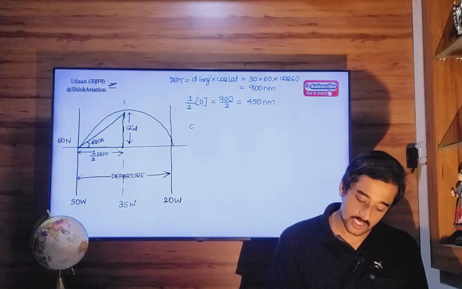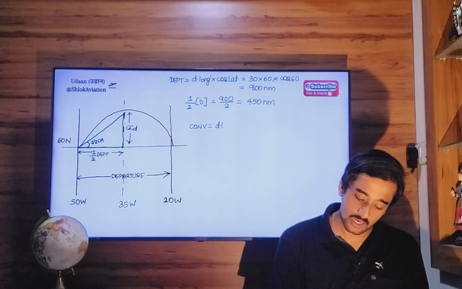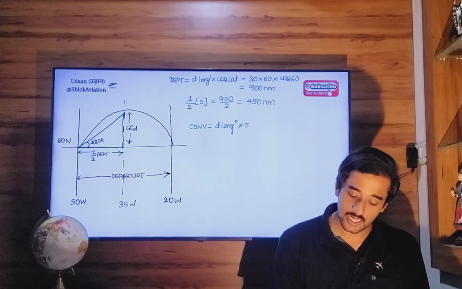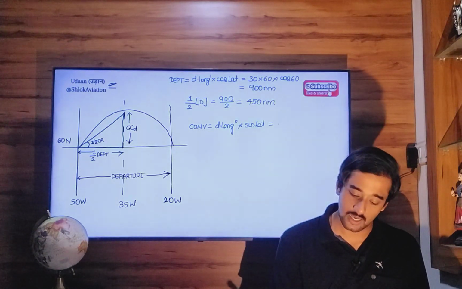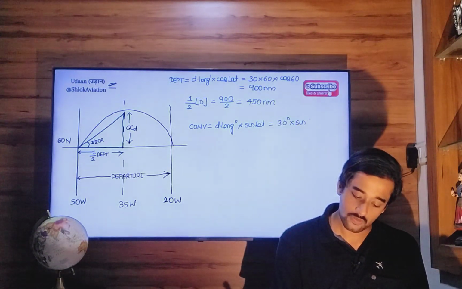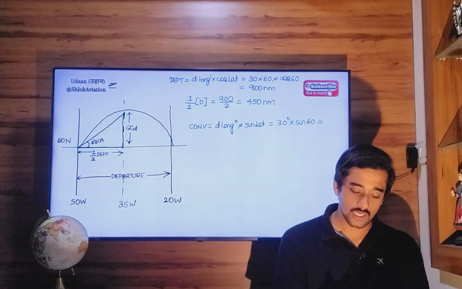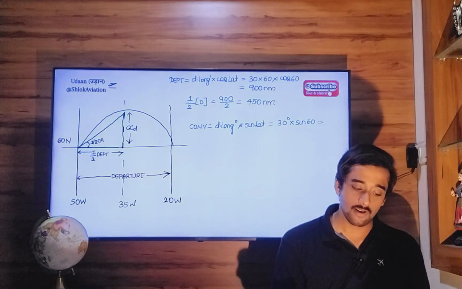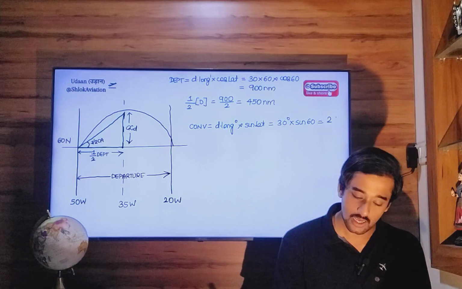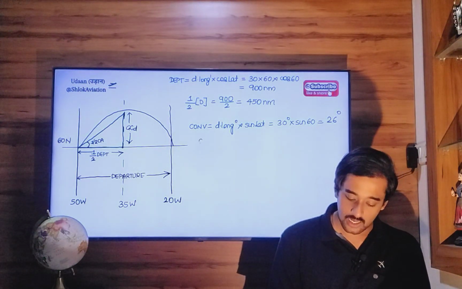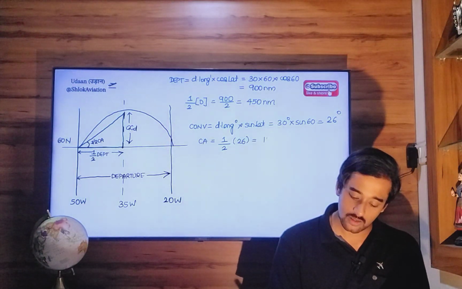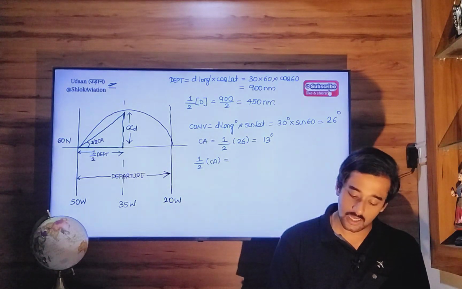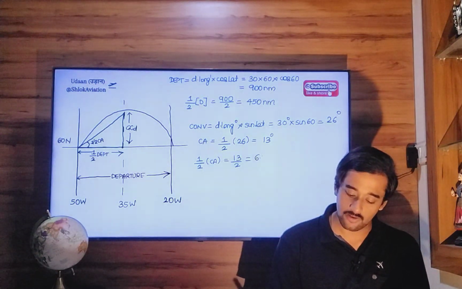Now let's find convergency, which is D long in degrees into sine latitude. What is D long in degrees here? It is 50 and 20, 30 degrees. Sine 60. 30 into sine 60 is 25 degrees 58 minutes, or approximately 26 degrees. Convergency angle will be half of that, half of 26, 13, and half of the convergency angle will be half of 13, that is 6.5 degrees.